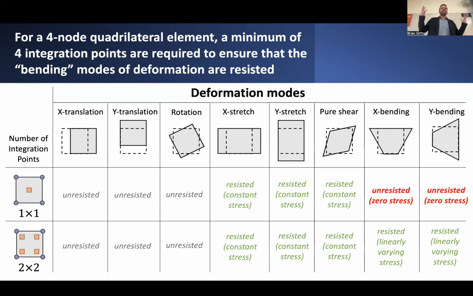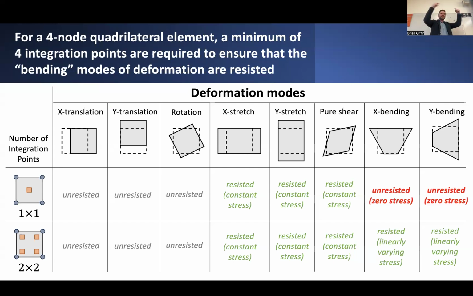So here's the issue. We have all these different modes of deformation that an element can undergo: translation, rotation, stretching, shearing, and bending. And for the translational and rotational modes and the stretching and shear modes, using one integration point is fine. We capture everything we want to know. But in the case of these bending modes of deformation, if we only use one integration point, it seems to the element that nothing is happening. It's a totally unresisted mode of deformation.